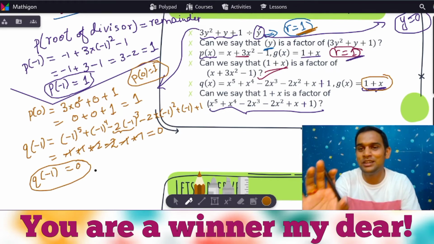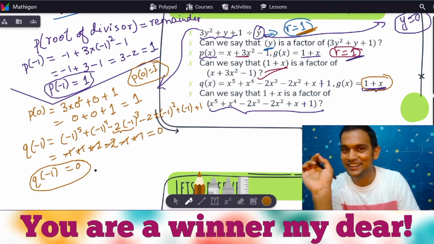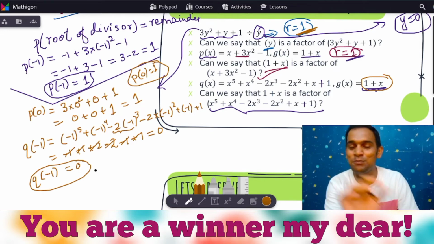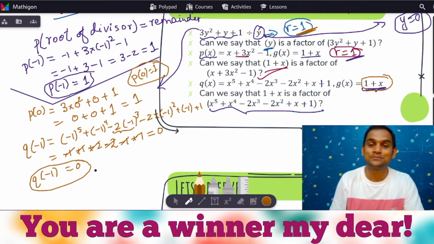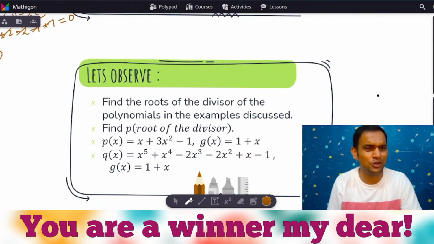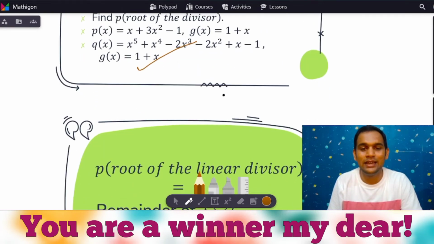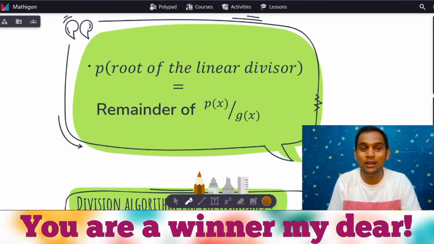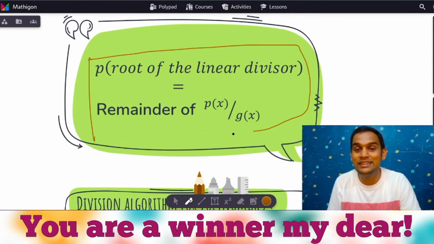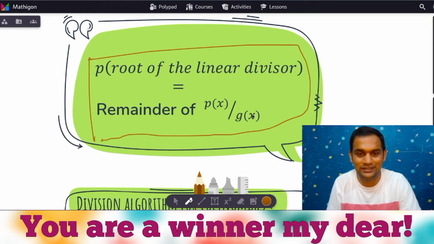This particular observation is only when we have the divisors, all of the divisors are linear polynomials. Do we observe that? Yes or no? So, this is possible only when our divisors are linear polynomial. I hope that was a very good observation for you to make. Yes. So over here we have already done this particular thing. So let's get going. What was the observation? That P of root of the linear divisor is equals to remainder of P of x by G of x. Yes or no? Where G of x is the divisor, obviously.